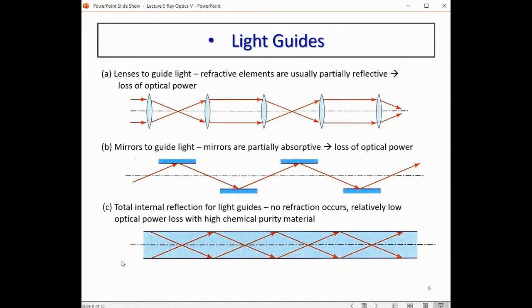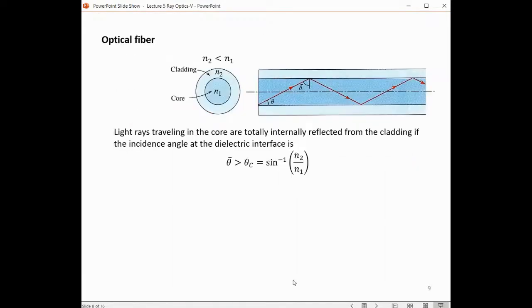A better way to guide the light ray would be utilizing total internal reflection. For this, we'll need an optical fiber. In this case, there is no refraction. Relatively, there is low optical power loss if special materials are used. Here is an example of an optical fiber. It has a core of refractive index N1 and a cladding of refractive index N2. In order to ensure total internal reflection, then N2 must be smaller than N1.